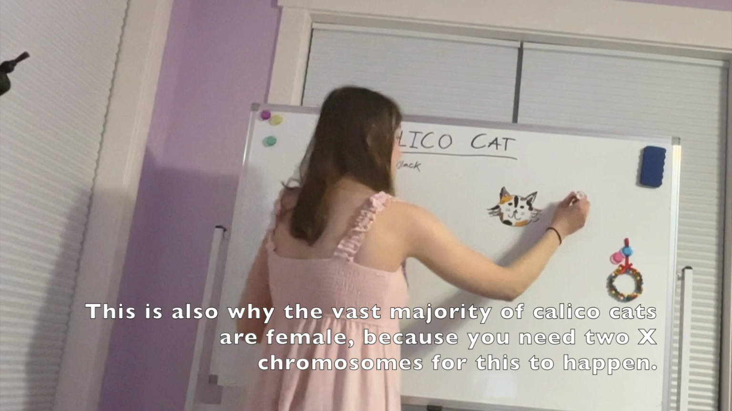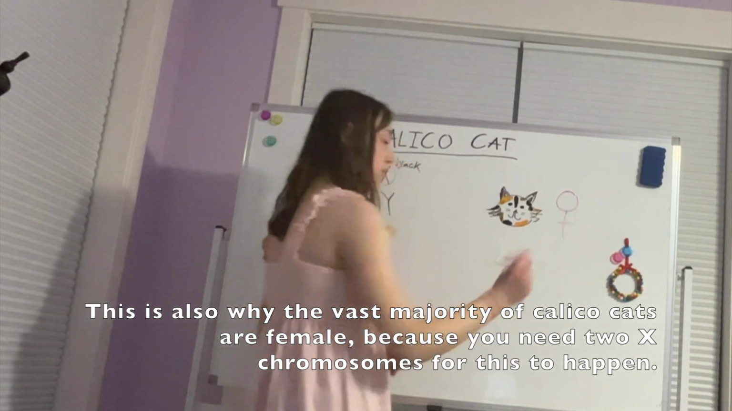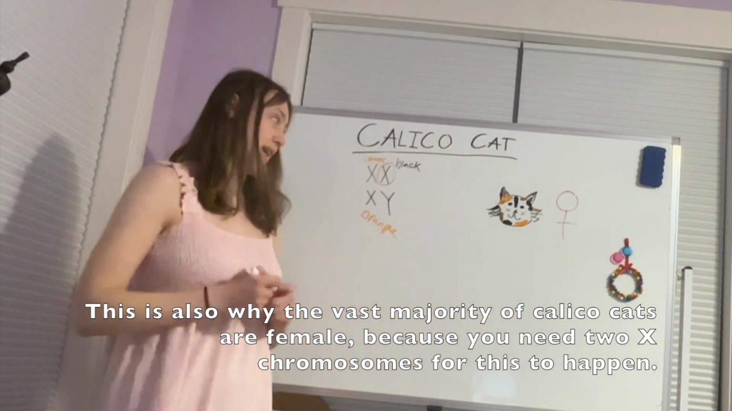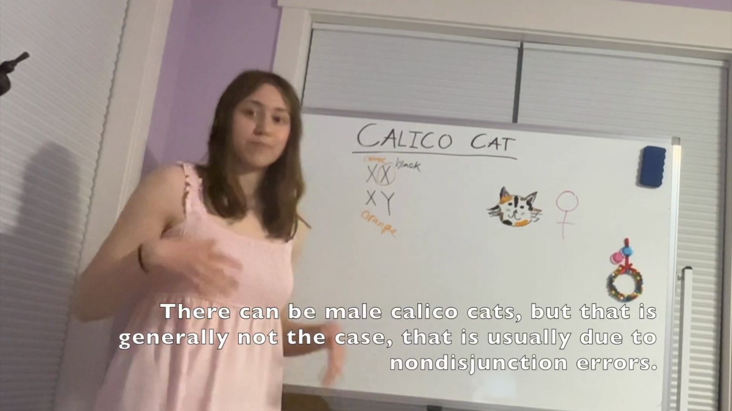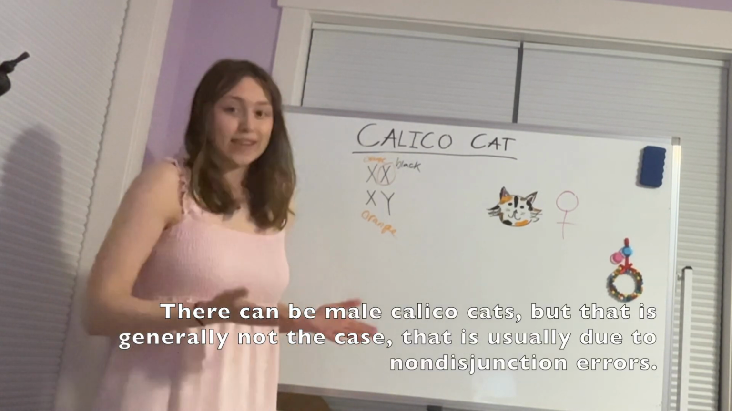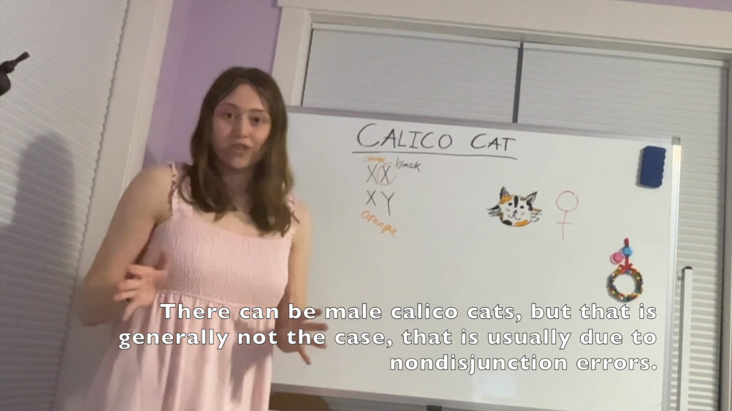This is also why the vast majority of calico cats are female, because you need two X chromosomes for this to happen. There can be male calico cats, but that is generally not the case. That's usually due to non-disjunction errors.